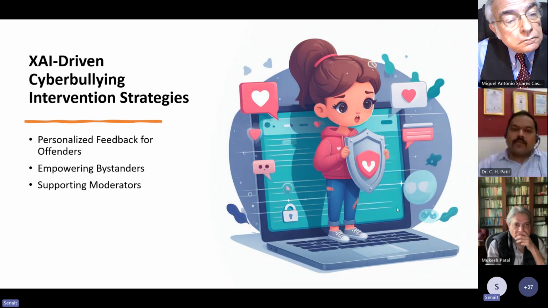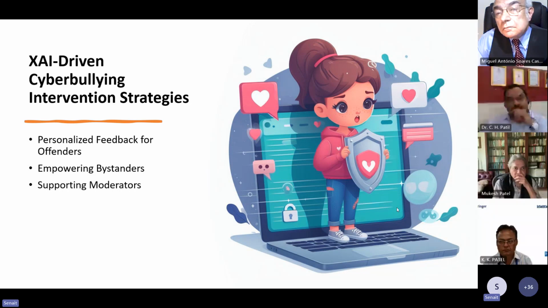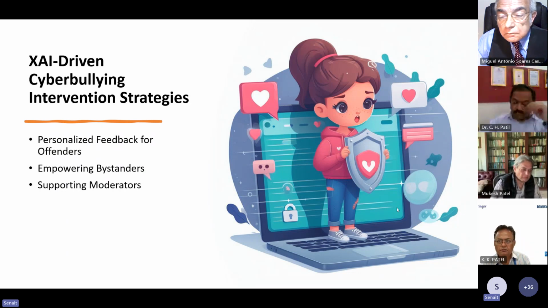And it supports moderators, as moderators are on the front line of managing online communities and preventing cyberbullying. XAI can support moderators by providing them with detailed explanations for flagged content. This helps moderators make informed decisions about the context and intent behind posts, leading to more accurate moderation actions.